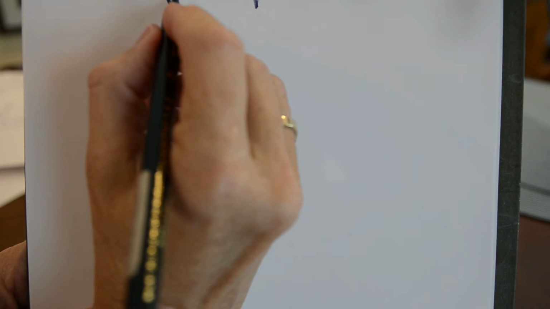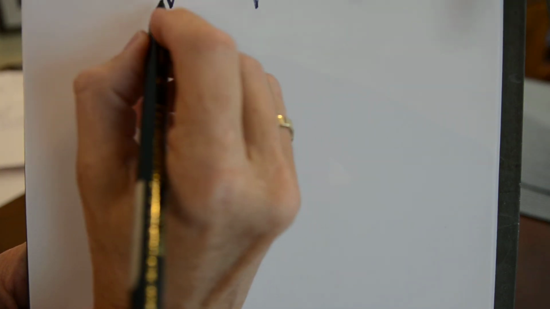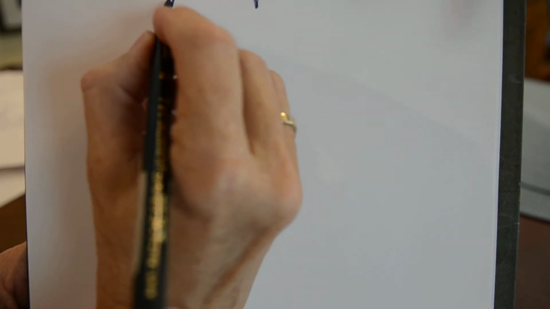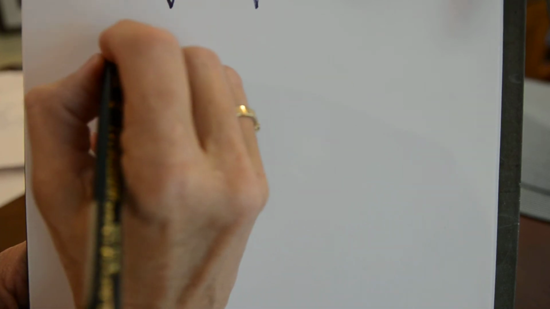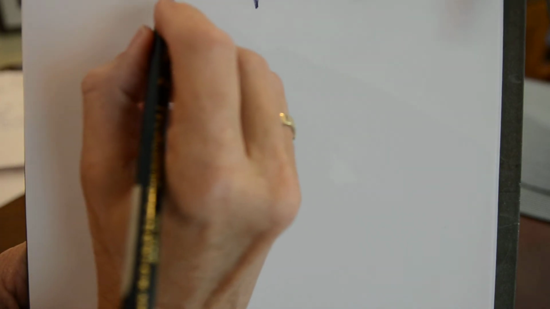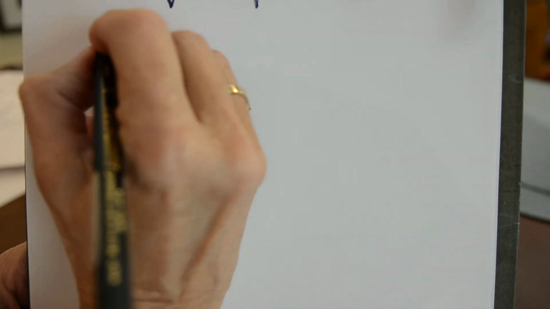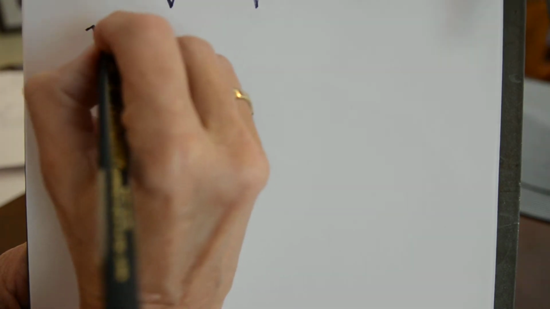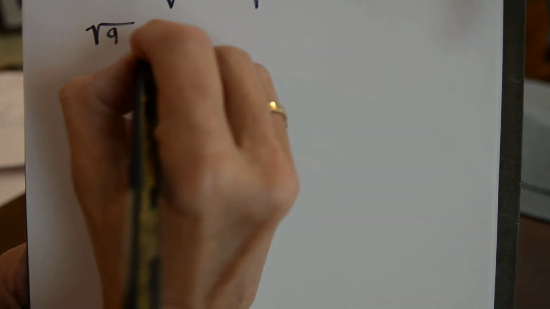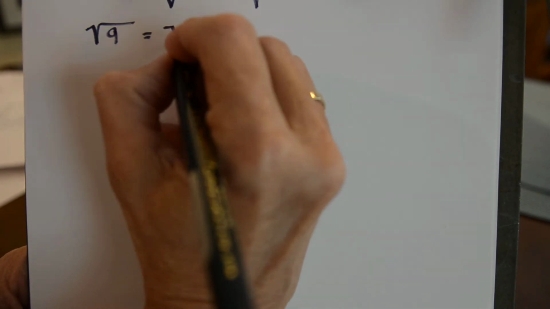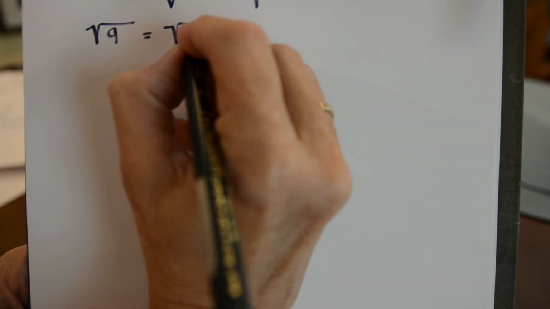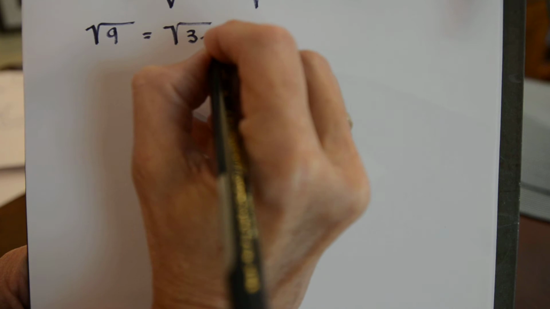I want to talk a minute about square root and cube root. The square root symbol looks like a division bracket, but it has this little extra lip on the front. And it is asking us, if I want the square root of 9, it is asking me first to break this number into its prime parts, which turn out to be 3 times 3.